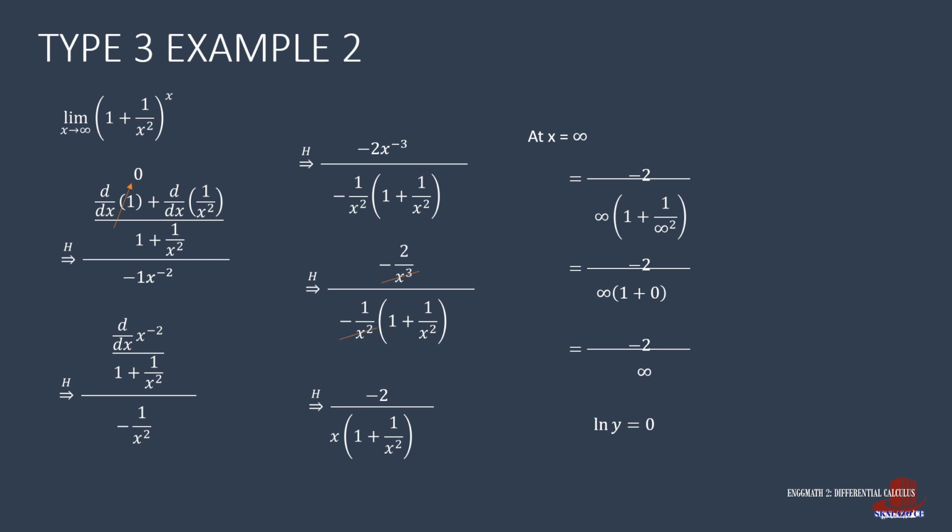Just like how we proceeded with the solution from the previous example, take e of both sides of the equation to get e raised to ln y as equal to e raised to 0, which is 1. By cancelling e and ln, we get y as 1. So the limit of 1 plus 1 over x squared raised to x as x approaches infinity is 1.